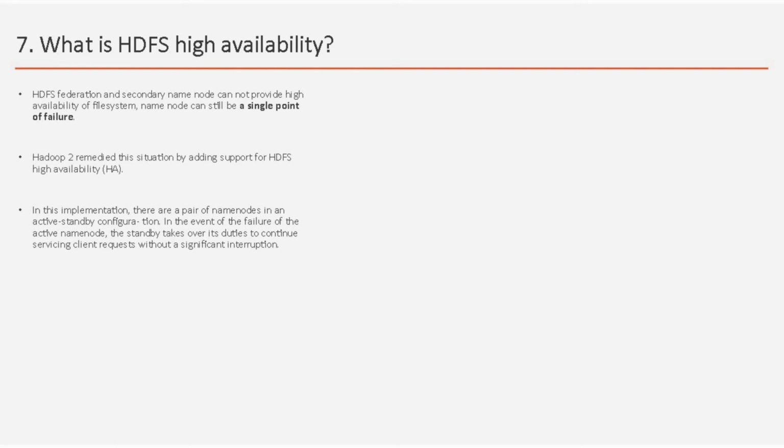The Hadoop 2 remediates this situation by adding support for HDFS high availability. In this implementation, there is a pair of name nodes in an active and standby configuration. In the event of a failure of the active name node, the standby takes over its duties to continue servicing client requests without a significant interruption.